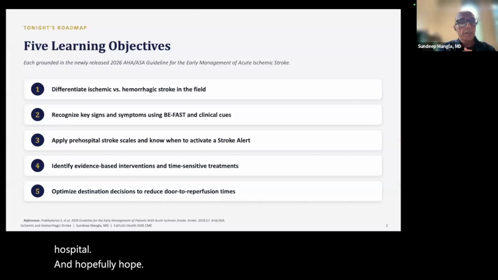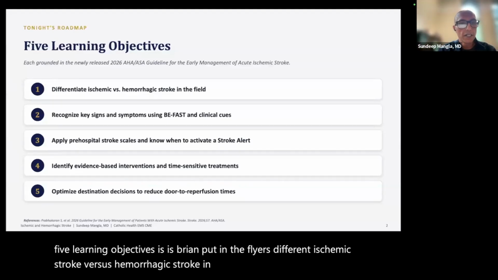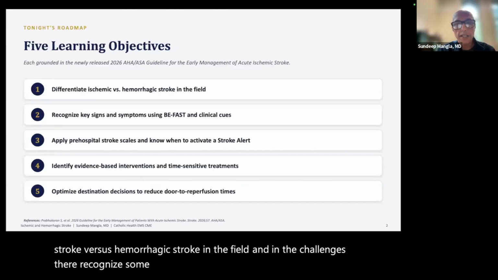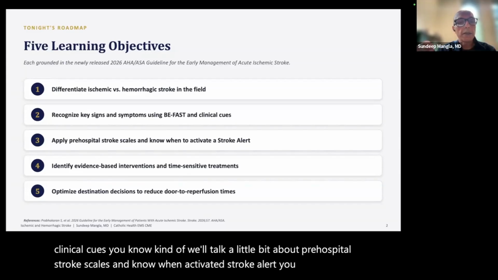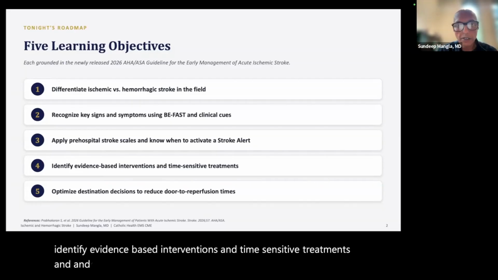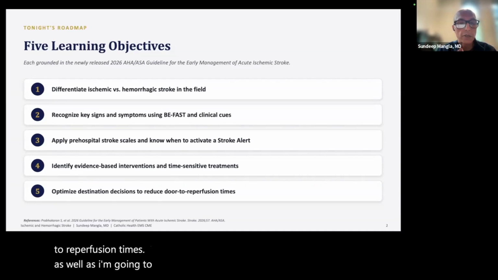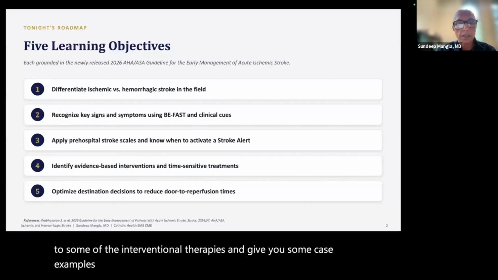Now, five learning objectives, as Brian put in the flyers. Differentiate ischemic stroke versus hemorrhagic stroke in the field, and the challenges there. Recognize some key signs and symptoms using BE-FAST and clinical cues. We'll talk a little bit about pre-hospital stroke scales and know when to activate a stroke alert. Identify evidence-based interventions and time-sensitive treatments, and optimize destination decisions to reduce door-to-reperfusion times. As well, I'm going to go extensively into some of the interventional therapies and give you some case examples of patients that we treat that you have brought to us in the hospital.